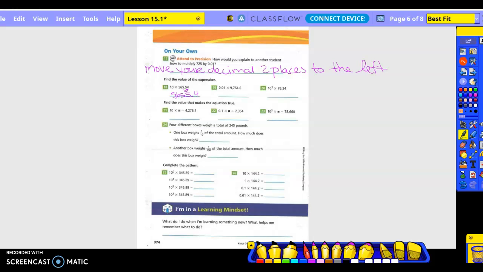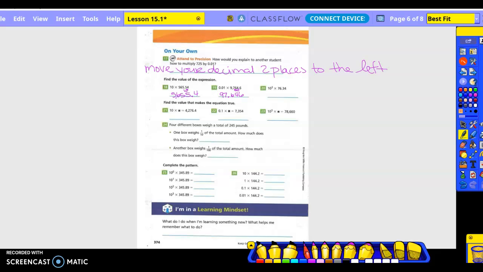Okay, next one, I'm multiplying times a decimal. So am I going to the left or to the right? Left. 100, and how many decimal places? 2. So 2 places to the left. So 1, 2. So my answer is 9, 7, decimal 6, 4, 6. So 97 and 646,000. Make sure you're staying with us and not working ahead, please.